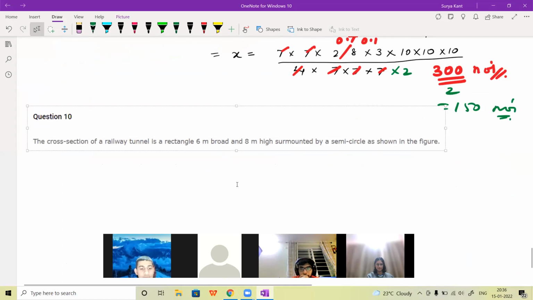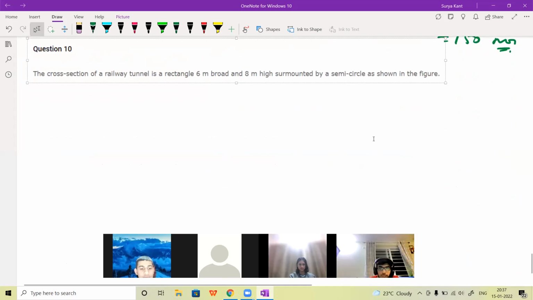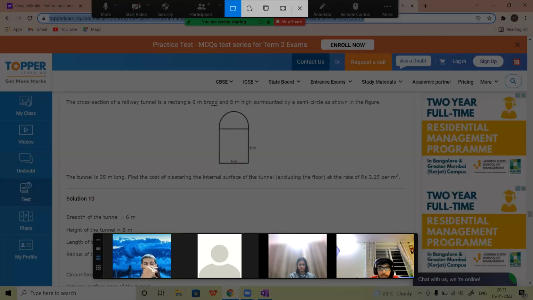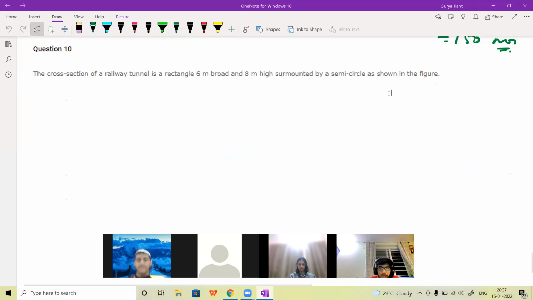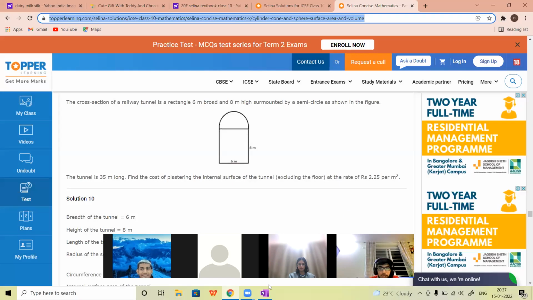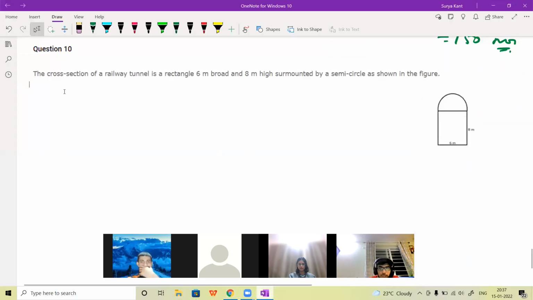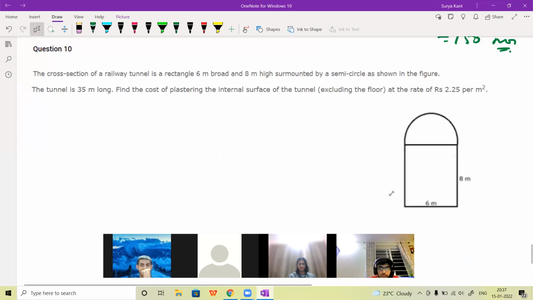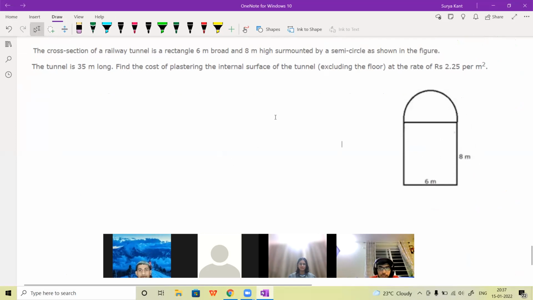The cross section of a railway tunnel is a rectangle 6 meter broad and 8 meter high, surmounted by a semicircle as shown in the figure. The figure is something like this. See the question here. So the cross section of the railway tunnel is a rectangle 6 meter broad and 8 meter high, surmounted by a semicircle as shown in the figure. The tunnel is 35 meter long.